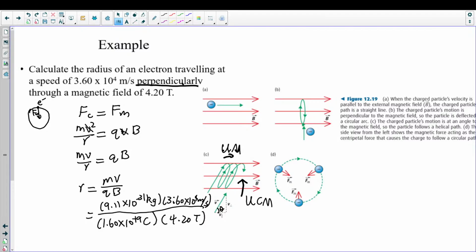That's a really strong magnetic field. Most magnetic fields are only like 1 or 2. And I get an answer of, with 3 sig digs, 4.88 times 10 to the negative 8 meters. That's a really small radius. Okay, a very small radius, which is expected.